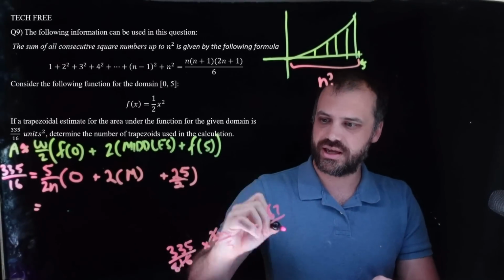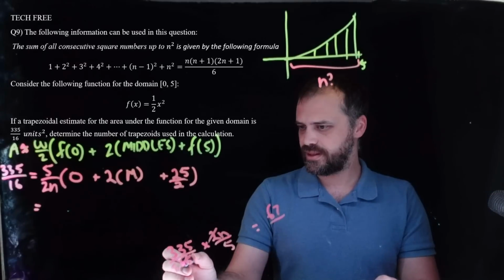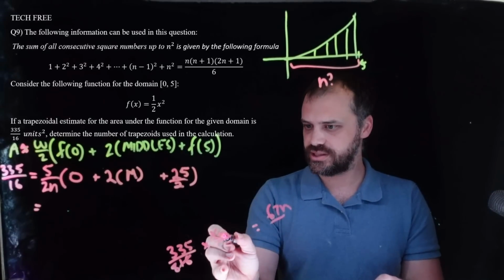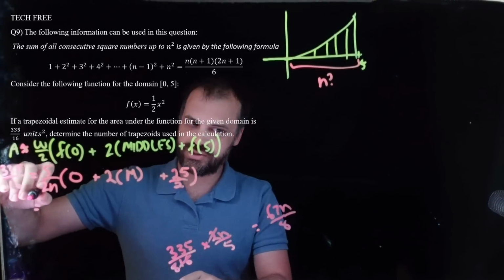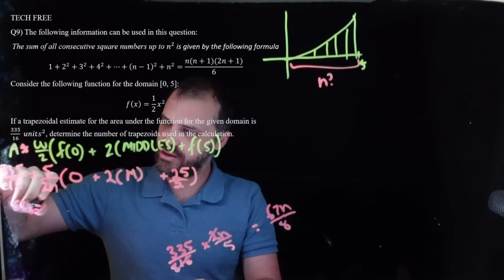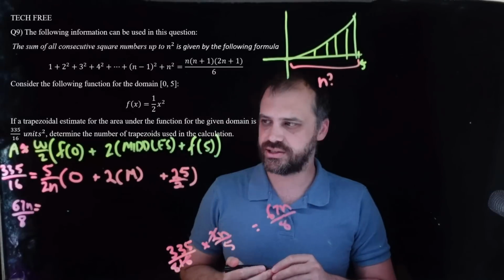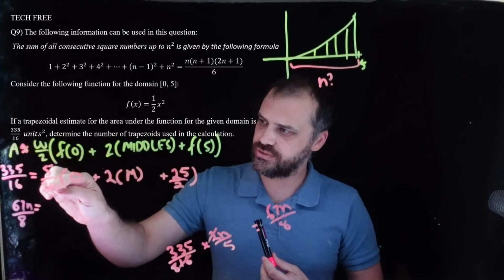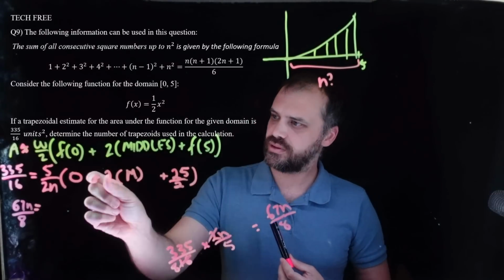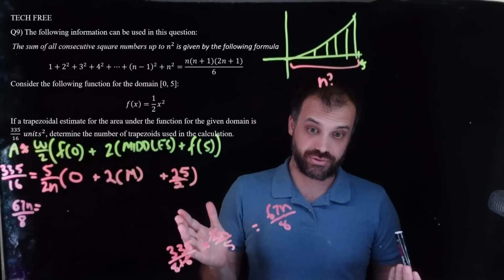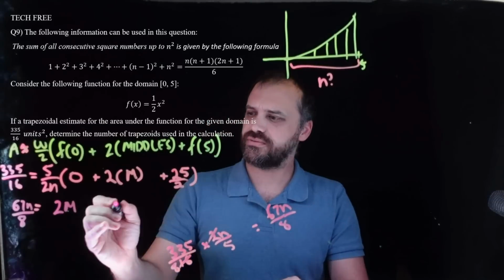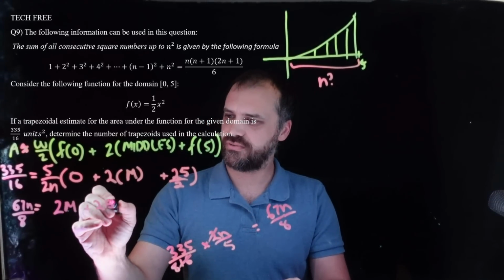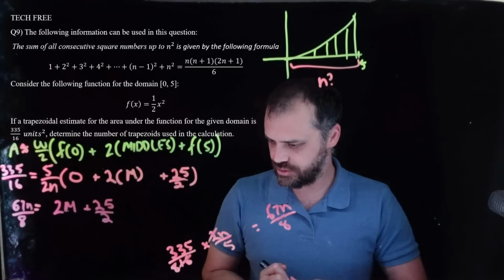So 67n, there's an n there, over 8. Alright, so my left-hand side is going to be 67n over 8. That gets rid of this 5 on 2n on this side. This 0 here is just 0. I've still got this 2m going on, and I've still got this plus 25 on 2.